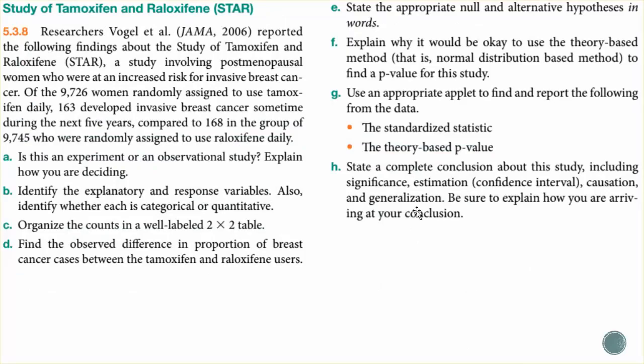So the second half of the question says, okay, let's set up a statistical test. So what's your null and alternative hypothesis? Is it okay to use a theory-based test to find the p-value? Okay, do that then. Do the study. Use an applet, get the standardized statistic, get the theory-based p-value, and then state a complete conclusion about significance and estimation, causation, generalization, and explain how you're arriving at your conclusion. So this is the second half where we're actually doing the statistics. So let's do that.